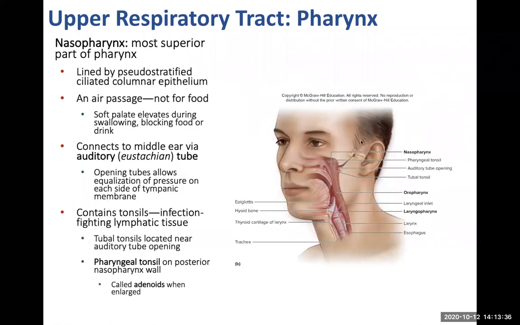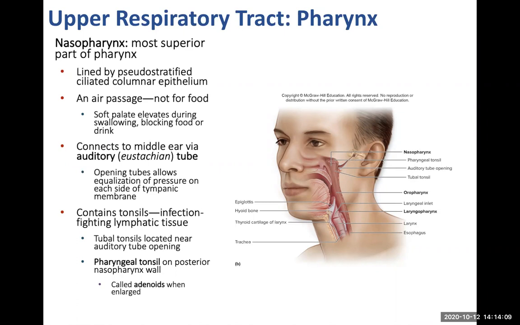So the nasopharynx, I'll put my cursor on here so everybody can see it. The nasopharynx is lined by pseudostratified columnar epithelial tissue, which of course is ciliated. Some important features of the nasopharynx: when functioning correctly, this is a passageway for air, not for food, right? When we swallow, our soft palate elevates, which should help block food or water from going into the nasopharynx. This is not a perfect system, right?